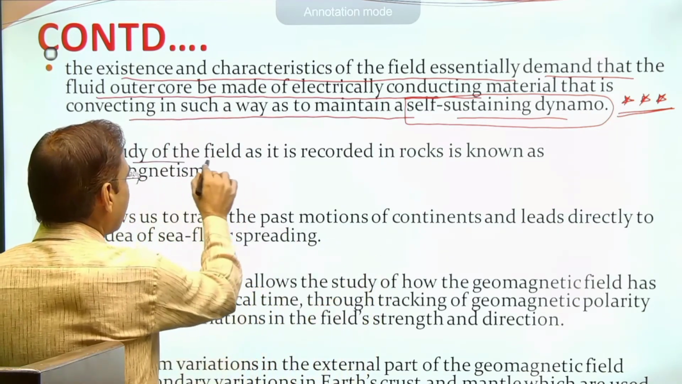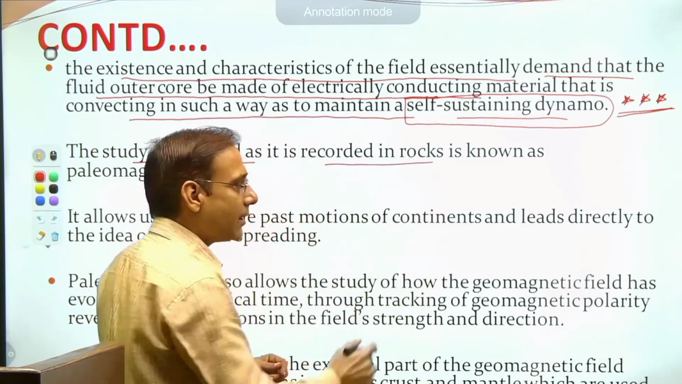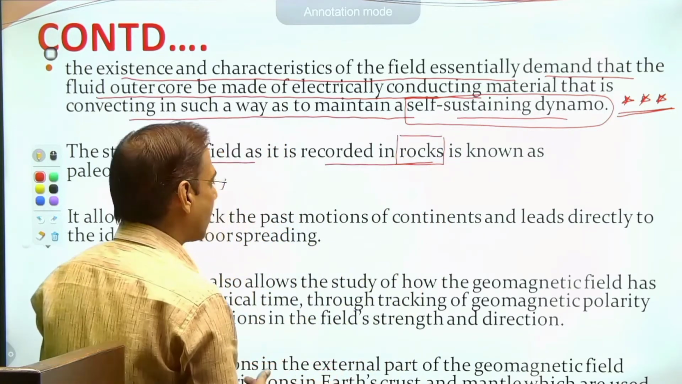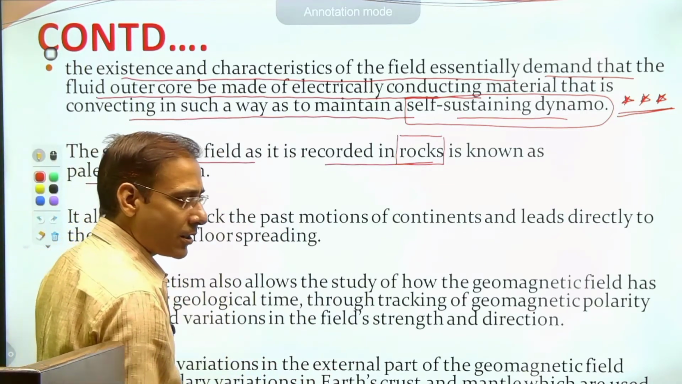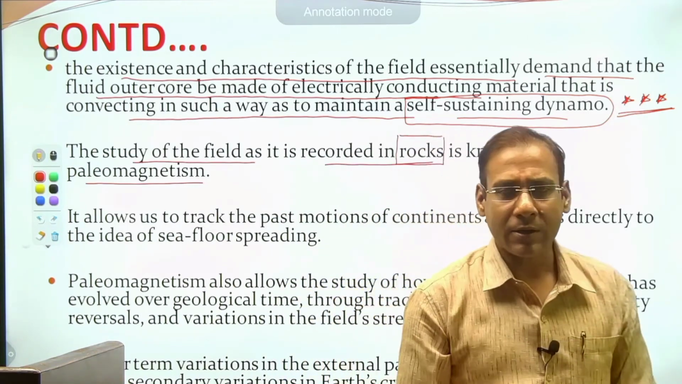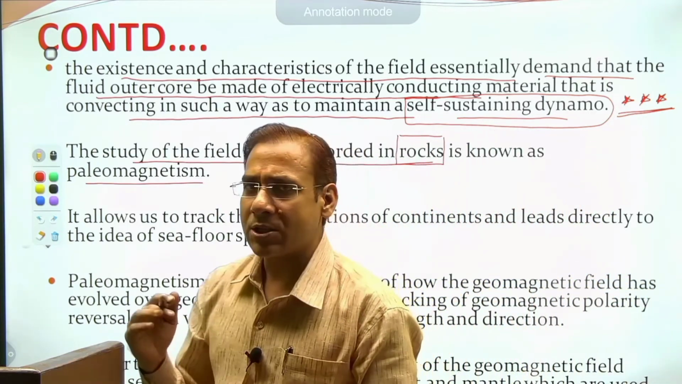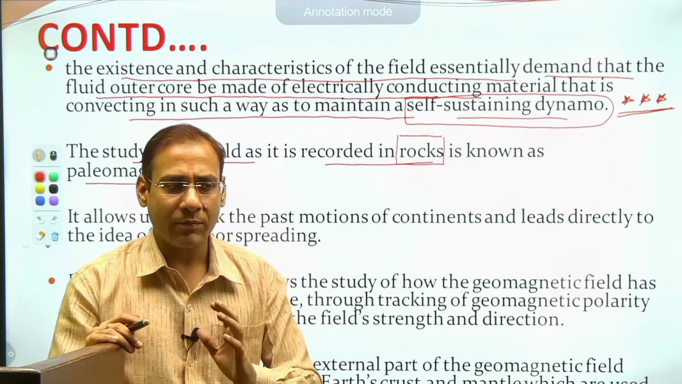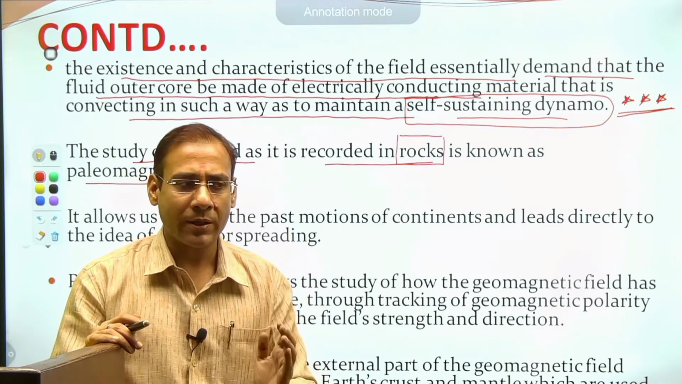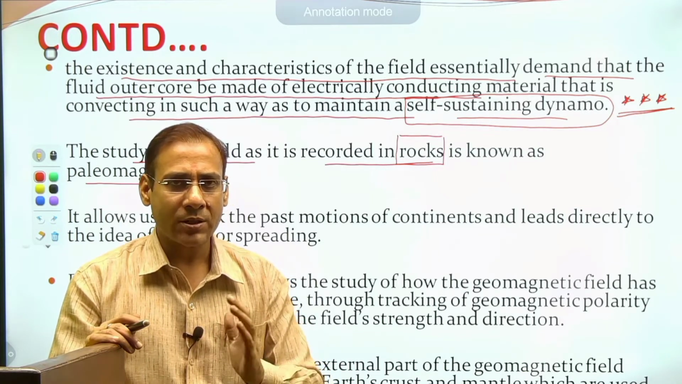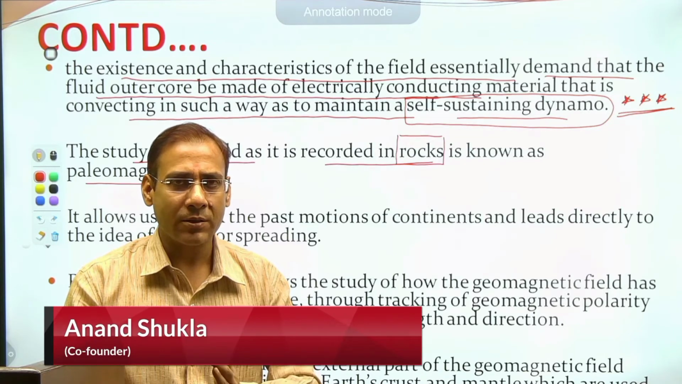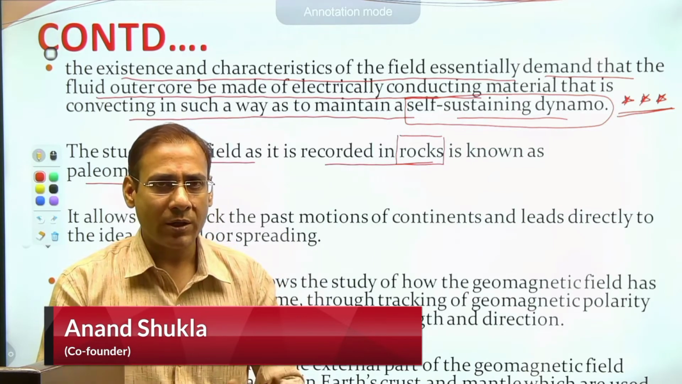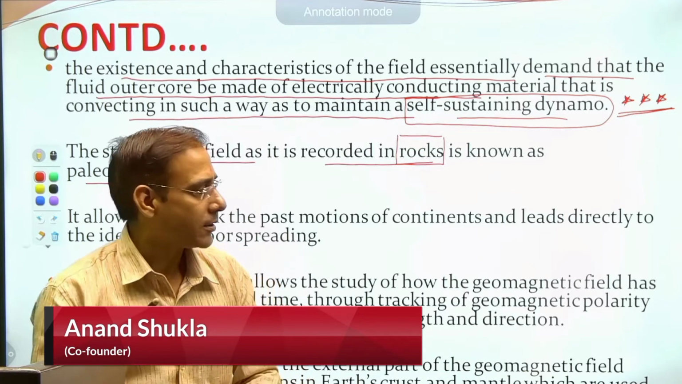Now, a study of the field as it is recorded in the rocks. What I have said is that rocks also behave like a magnet. This property of the rocks is known as paleomagnetism. When we started studying rock magnetism, it is known as paleomagnetism. When we started studying the entire earth's magnetism, it is known as geomagnetism. So you have to create differences in your mind when you are using the words geomagnetism and paleomagnetism. When we describe the paleomagnetism properties, I will discuss the properties of the rocks, how the rocks acquire the magnetic property. And overall when we are studying the earth as a magnet, then we call it geomagnetism.